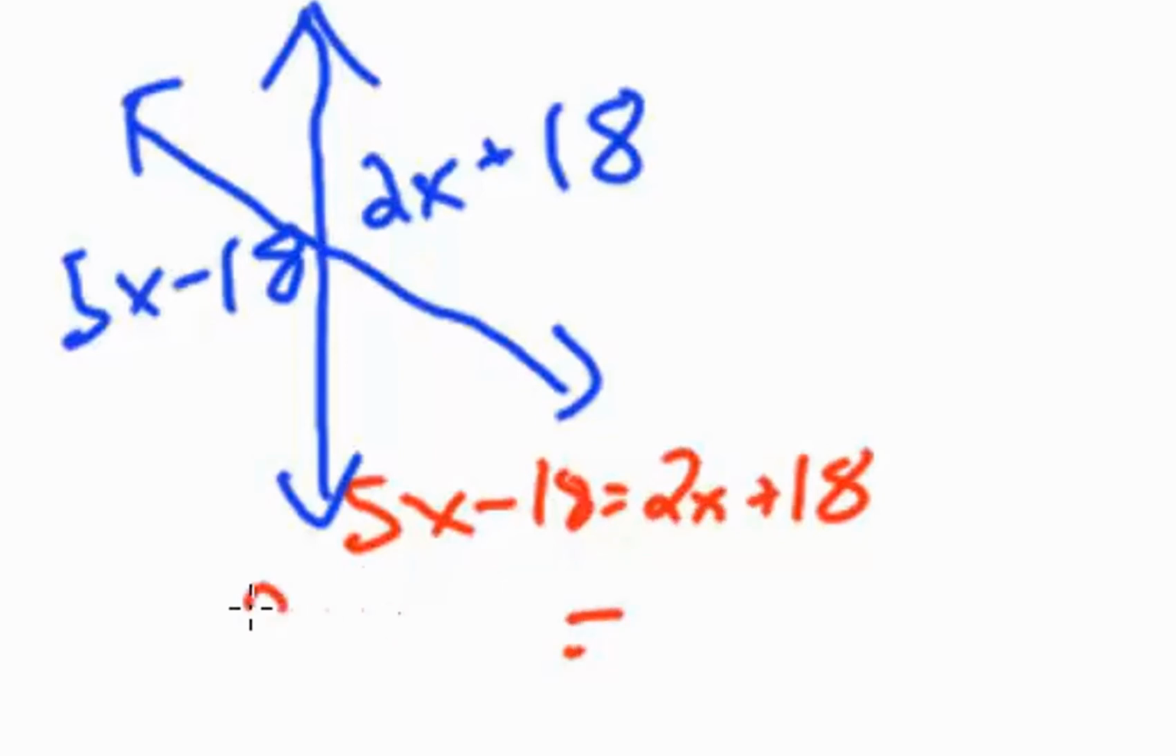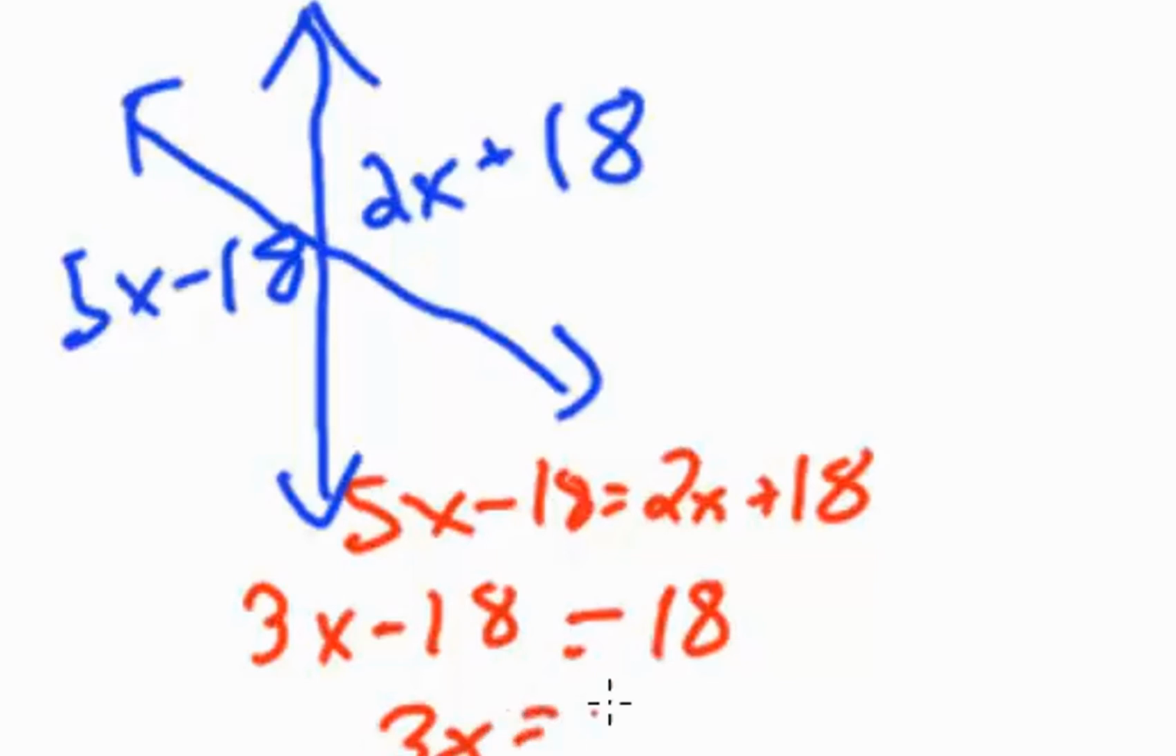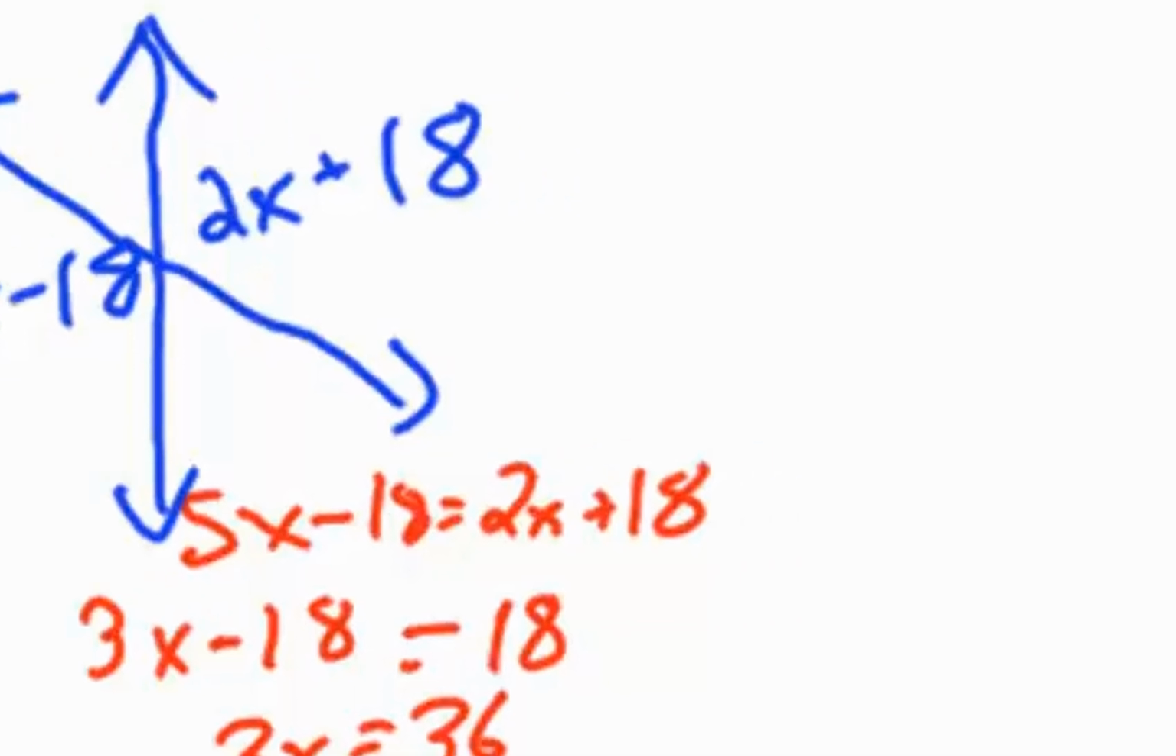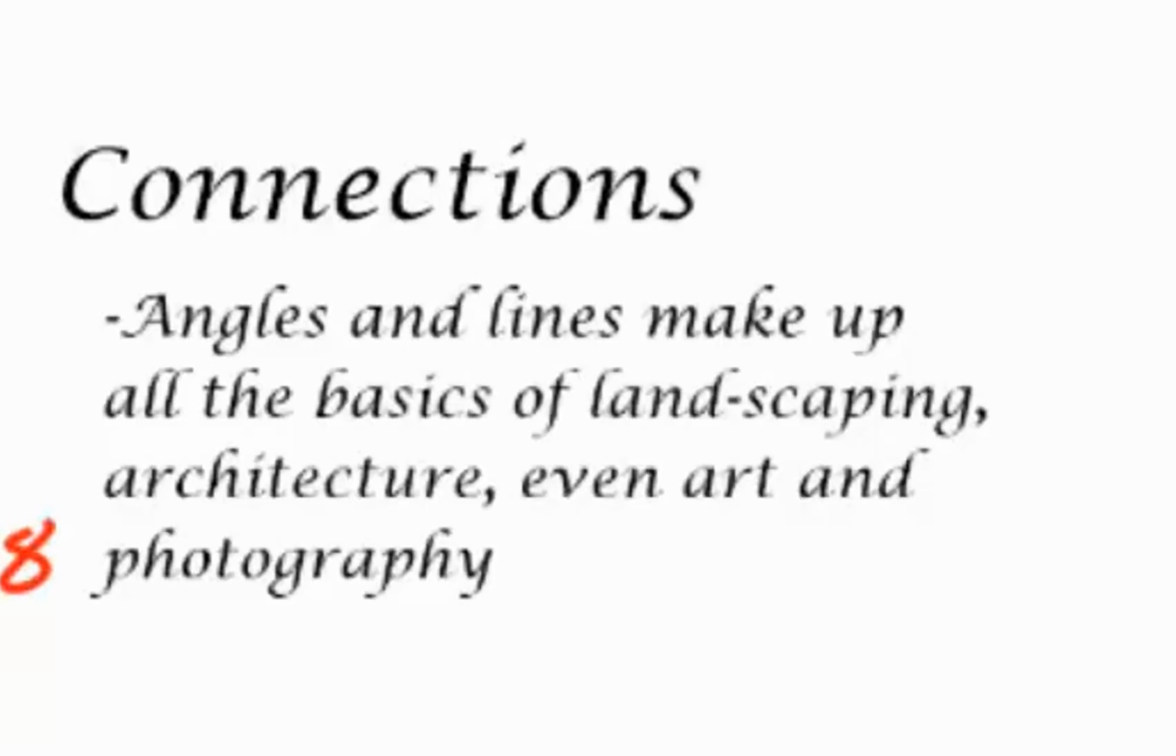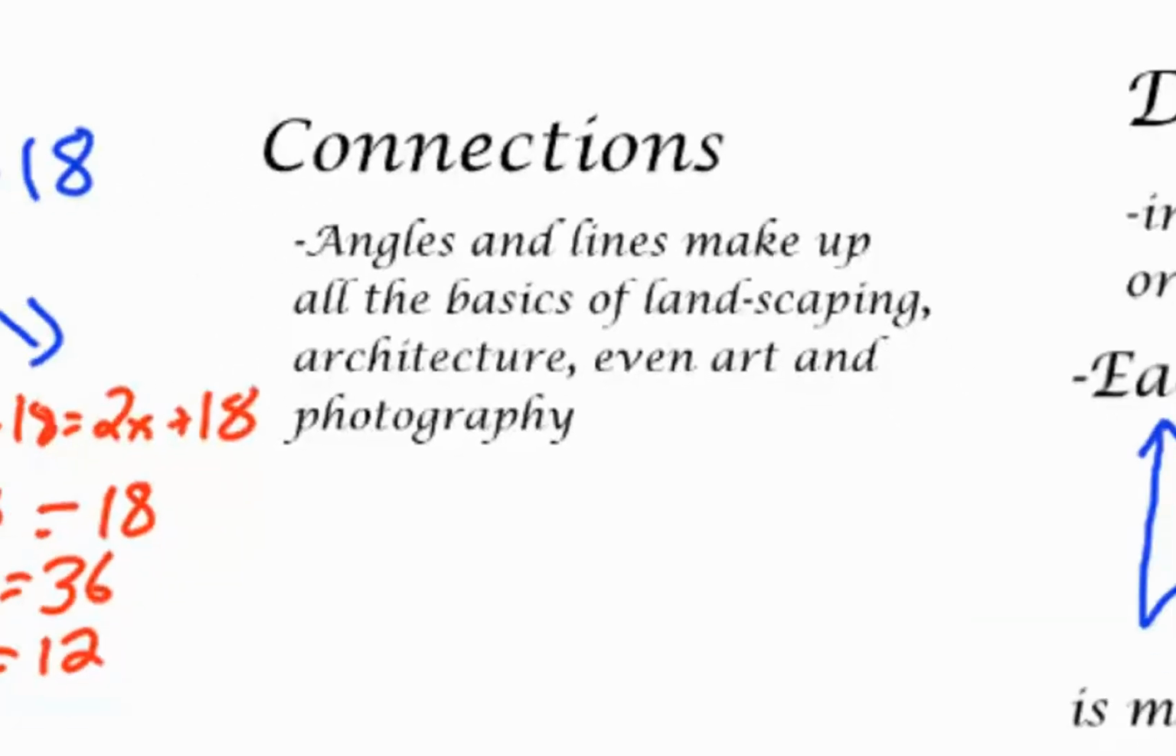I'll bring the 2x to the other side and have 3x minus 18 equal to 18. I'll add 18 to both sides, and I'm left with 3x equals 36. Dividing both sides by 3, I get x equals 12. So again, apply the rule of geometry, and I can find the value of x. The connections to angles are very important, as angles and lines make up all the basics of landscaping, architecture, even art and photography.